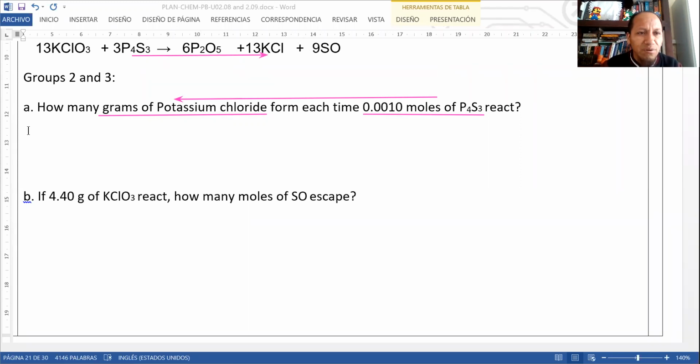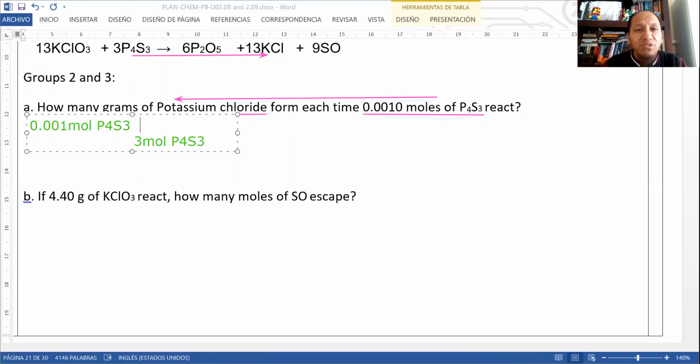Since it says you're supposed to just write that, I'm going to write 0.001 mole of P4S3. Got it? And then you're going to copy the ratio from your chemical reaction. My chemical reaction is saying that I have 3 moles of P4S3, right? That's what it says. And that is related to what we're looking for, in this case grams of potassium chloride.